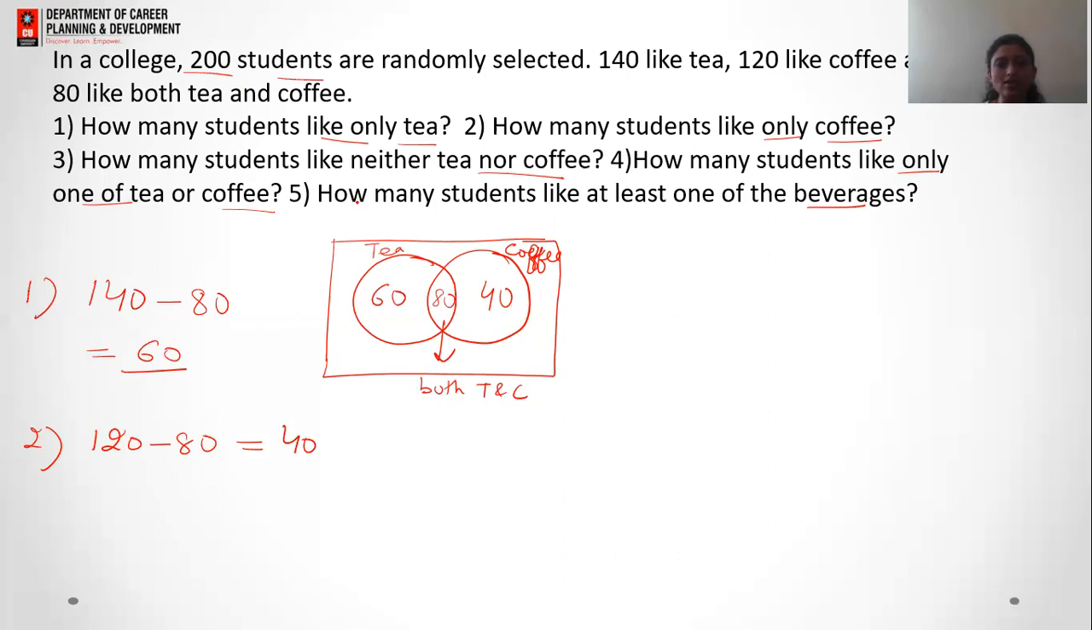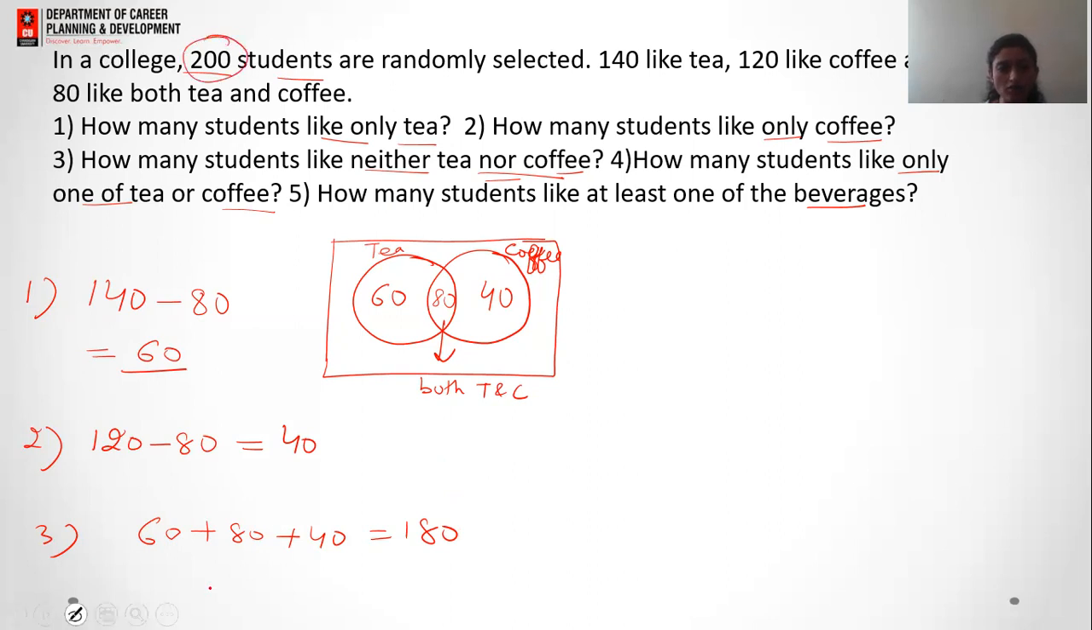Now, how many students like neither tea nor coffee? As 60 students like only tea, 80 like both, and 40 like only coffee, it means in total how many students like only tea, only coffee, or both? 180. And how many students are there?